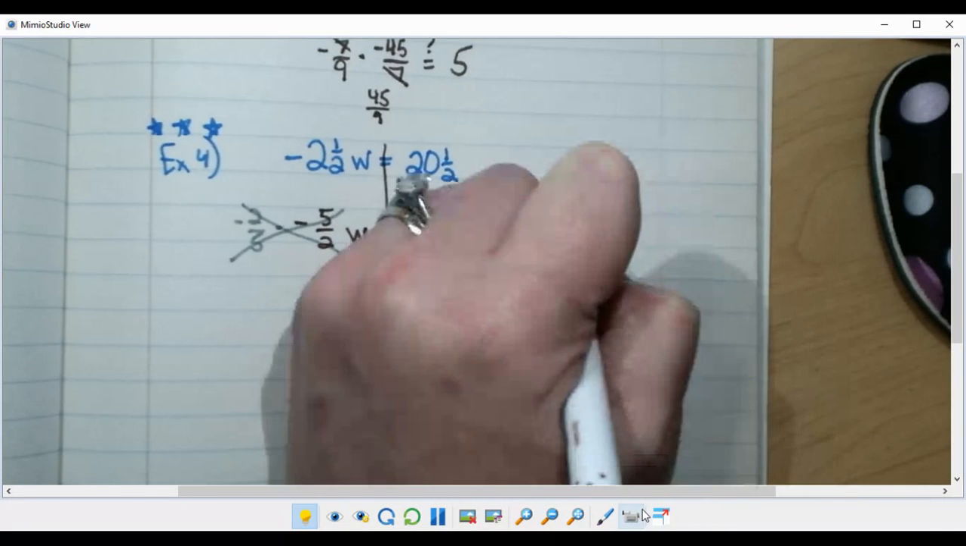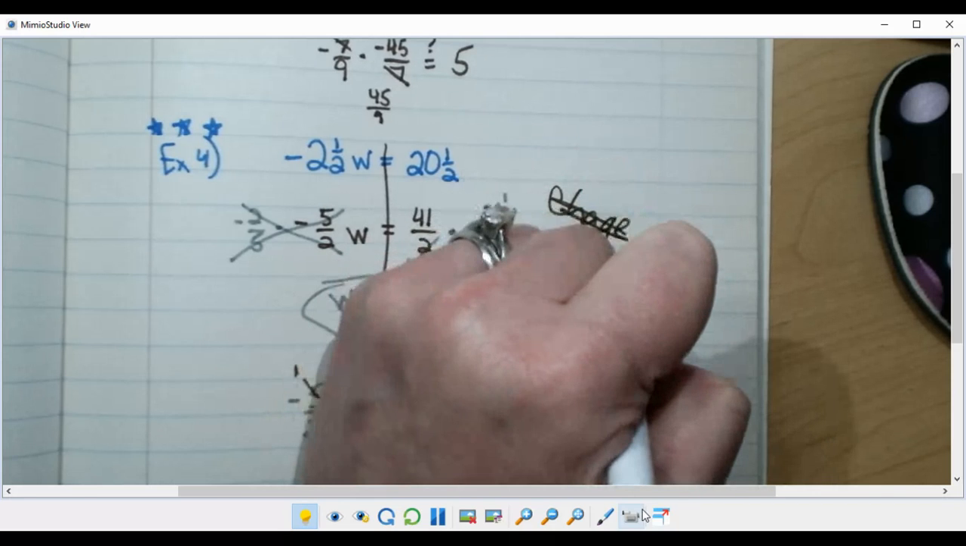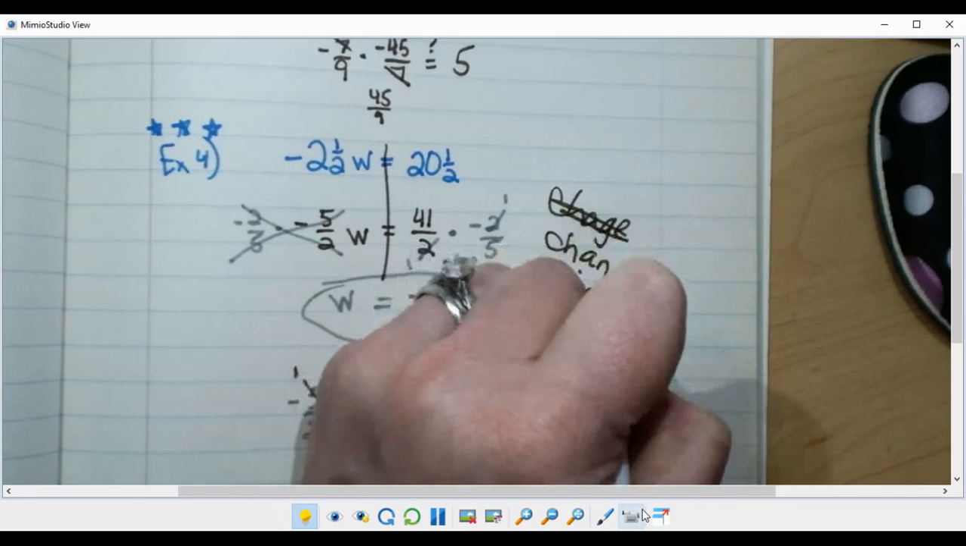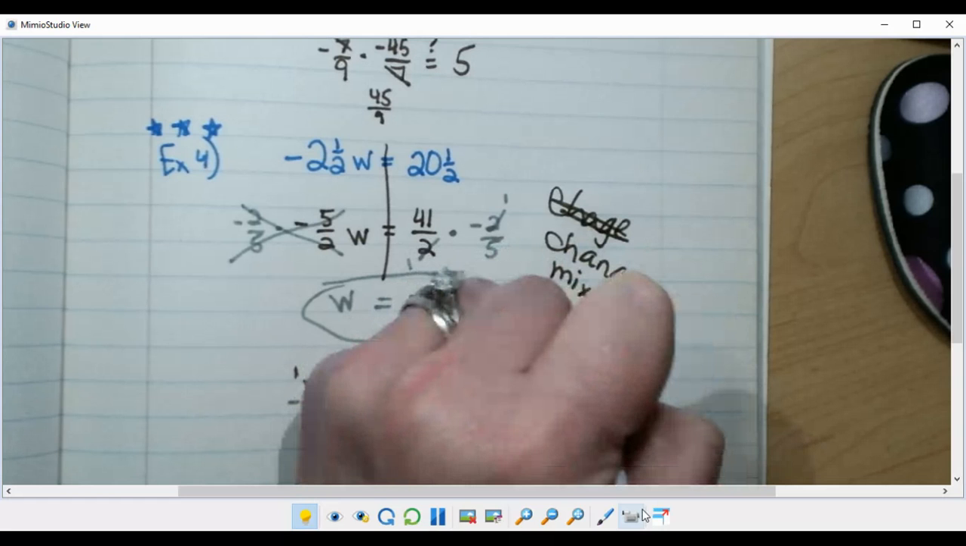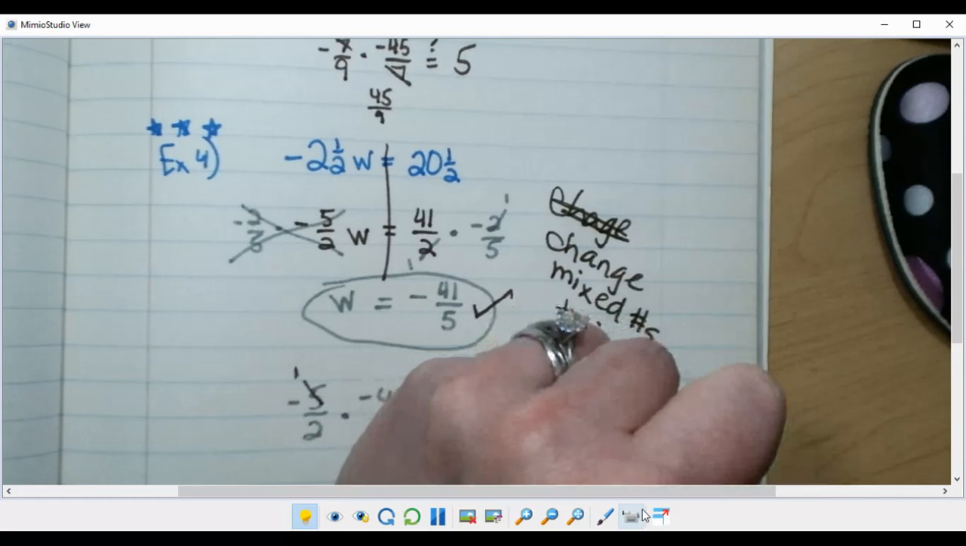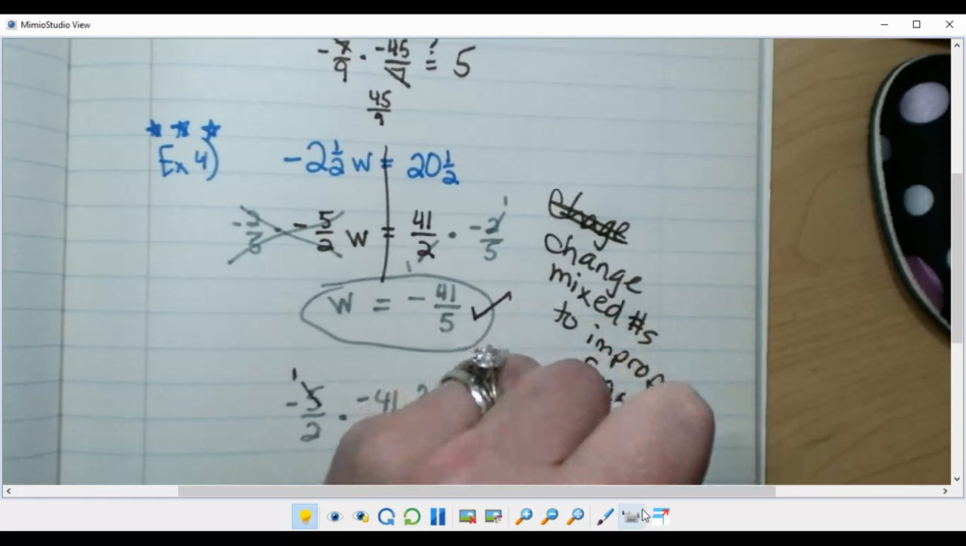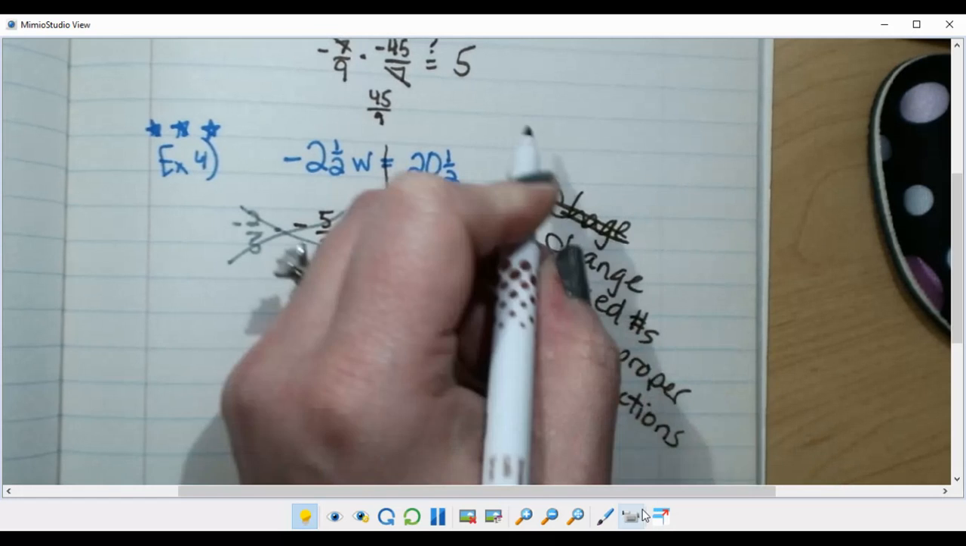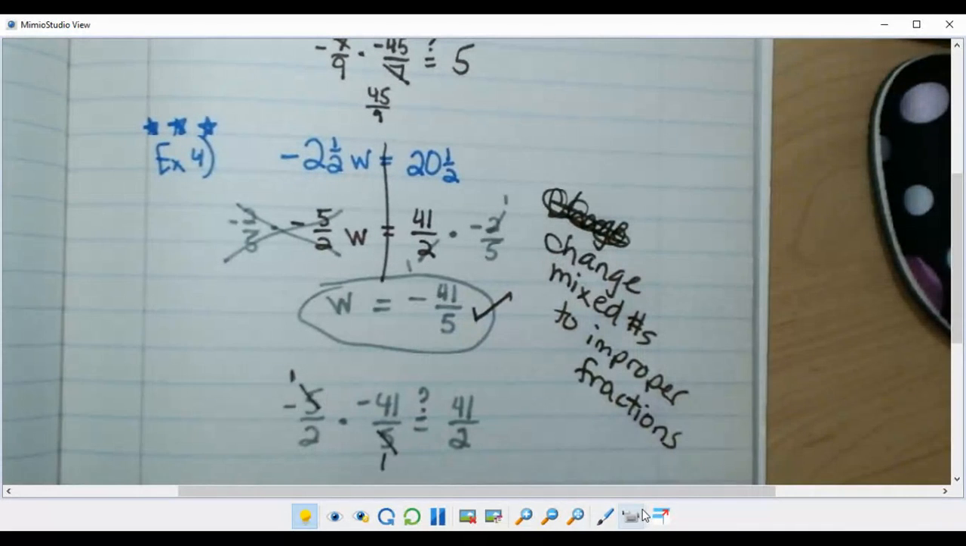All right, change mixed numbers to improper. Whenever you're calculating, that's just kind of a general thing that happens a lot when you have to calculate with mixed numbers. Often you will change them to improper fractions.